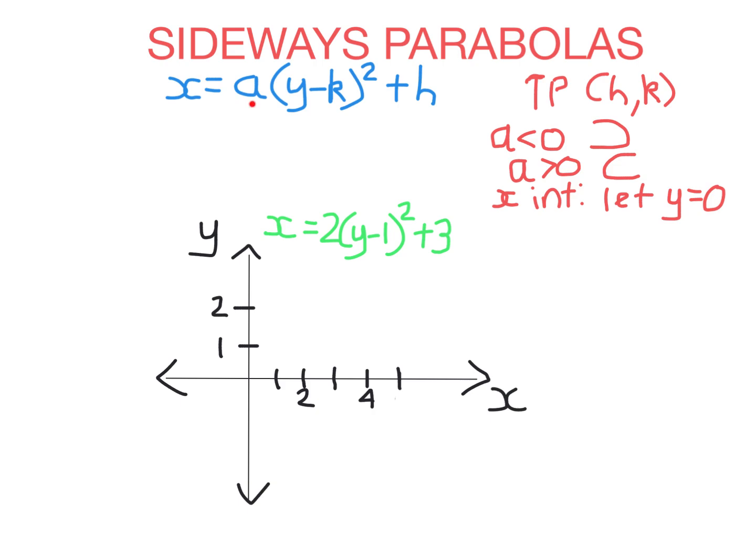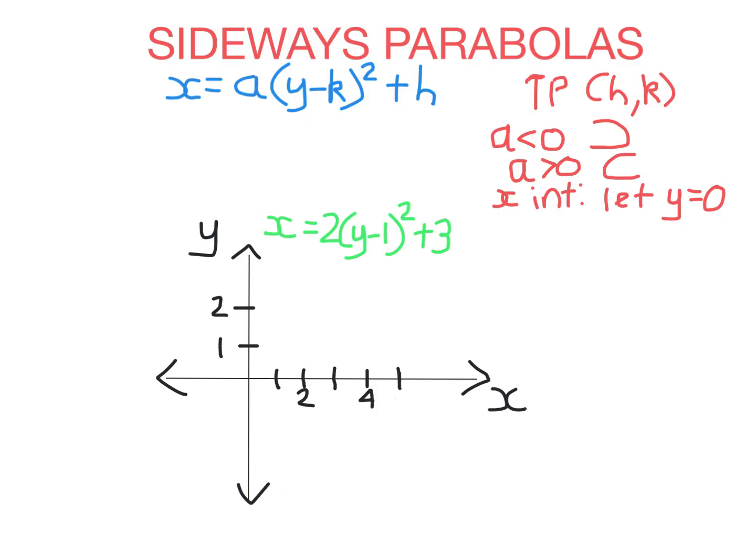Now, if a, this number out here, is negative, the parabola opens left, and if a is greater than 0, it opens right. If you have these two things, plus you also calculate the x-intercept, that will be enough to graph any such relation. So let's look at this example here.